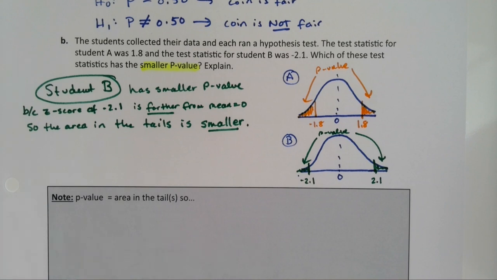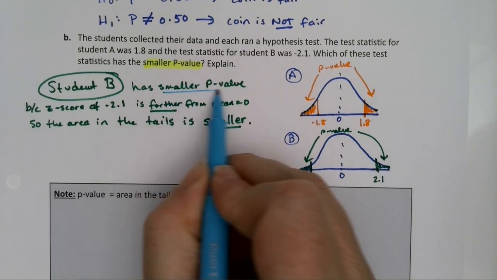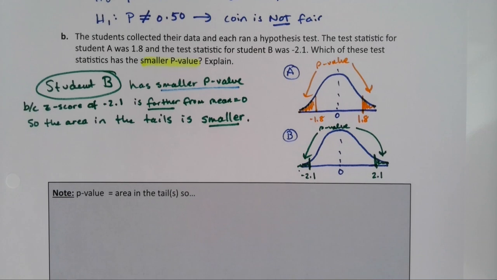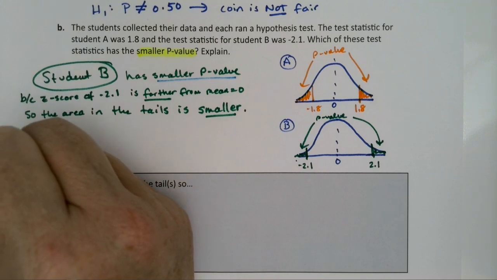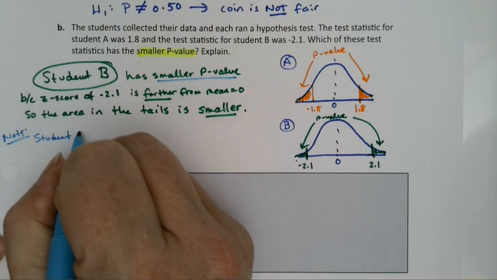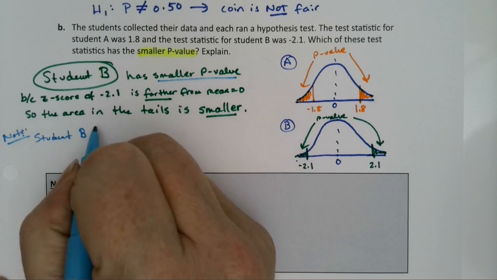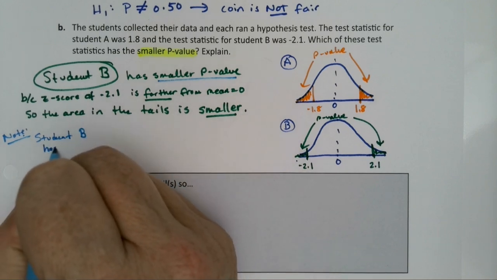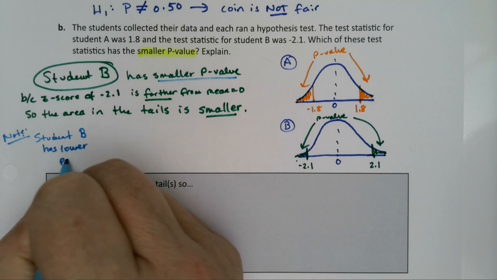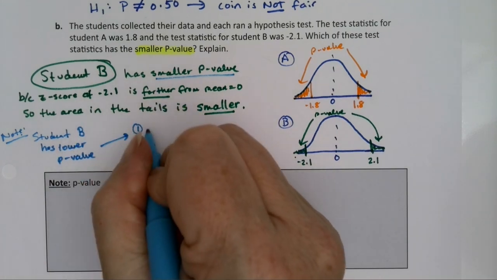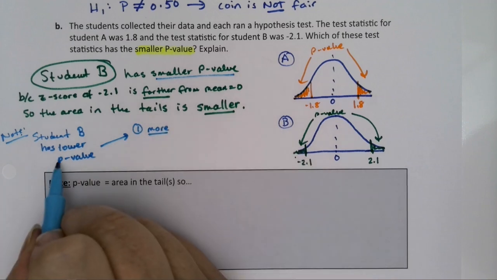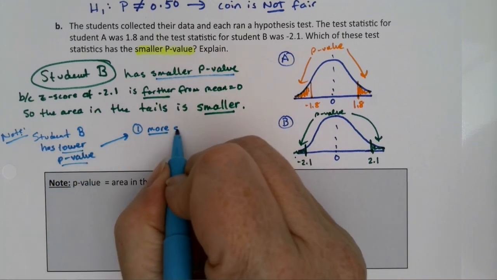Now let's think about a couple other things here. If you have a smaller p-value, think about what that means, right? The lower your p-value, the more significant your results are. So student B, this is just a note over here, has a lower p-value. Now what is that going to imply? That leads to they have a more statistically significant result, right? The lower your p-value, the more statistically significant.